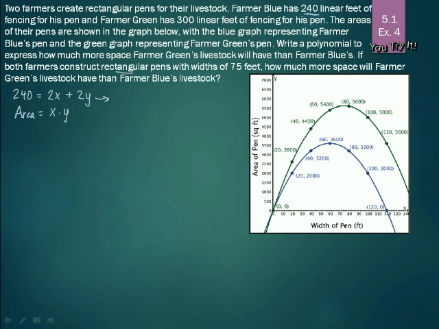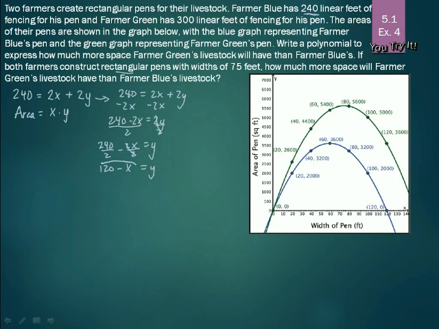So we can take this equation and solve for y. Subtract 2x on each side, so we have 240 minus 2x equals 2y. Then divide by 2 on each side, so y equals 240 divided by 2 minus 2x divided by 2. Simplifying that, 240 divided by 2 is 120, and 2x divided by 2 is x, so y equals 120 minus x.